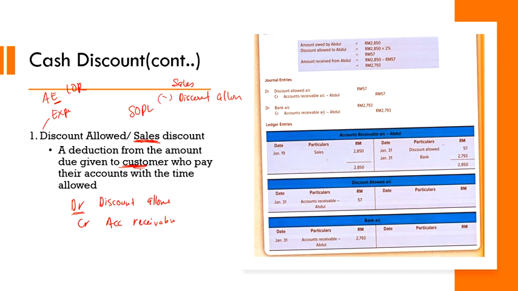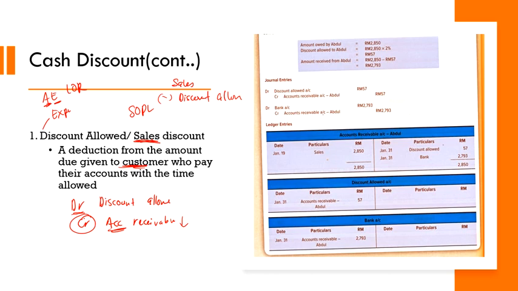Okay. So that's why we will credit account receivable. The effect is that account receivable will decrease. So account receivable is our asset. When an asset decreases, you need to credit it. Okay. So this is the example.